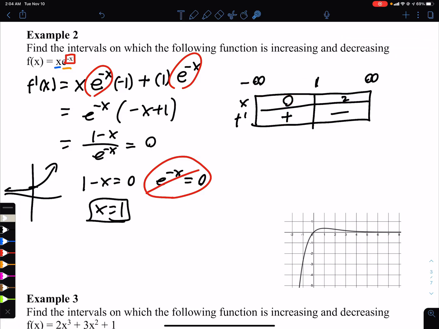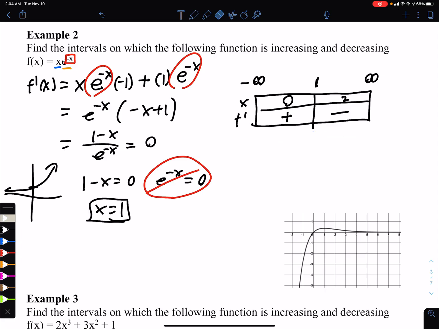And then, between 1 and infinity, the derivative is either always negative or always positive. It cannot change signs there because it can only change signs at the critical point, which is 1. If I plug in 2, the derivative comes out to be negative. Therefore, any number between 1 and infinity plugged in here will come out negative. So I'm good on that. So what's happening? The function is increasing here and decreasing here. So here's my final thing.